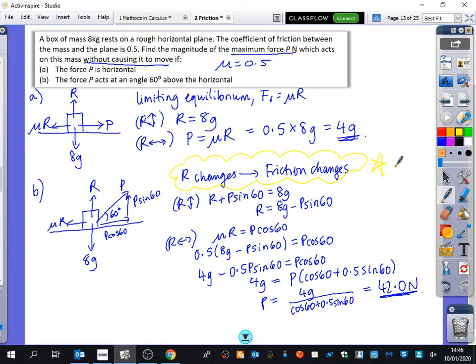Yes? Yeah, P has changed. Oh, because 4G that we have here, 4G is not 42. I think it's, how much is it? 39.2. So this is actually 39.2. So P has changed, but it's kind of hard to predict how P will change, and it's going to depend on the angle whether P will get bigger or smaller, because when R changes, friction changes, P changes, everything changes, and it's hard to predict. But yeah, the P has definitely changed in part A and in part B here, okay?